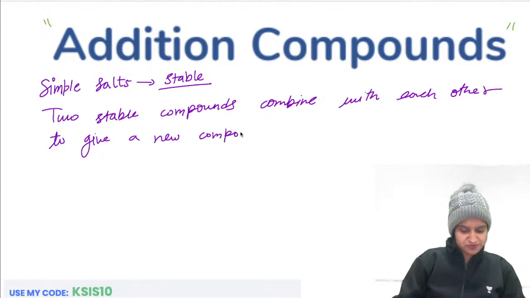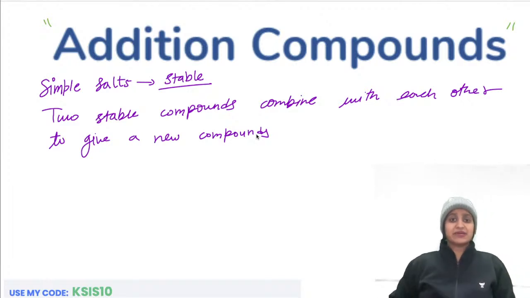So this was pretty difficult for people to understand. Why is this happening? When the two salts are already stable, then why are they joining together? Why are they combining to give a new compound? I will let you know in the further sessions why two stable compounds combine together. That we will study in the further sessions.